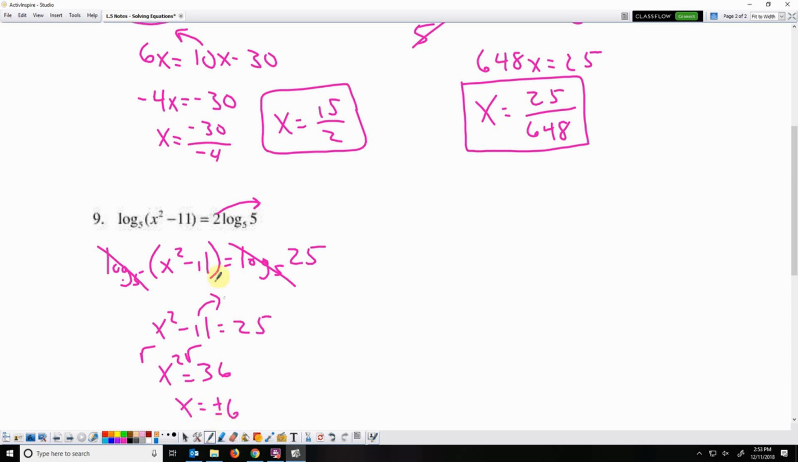It just occurred to me I have not checked solutions in these top two, so we'll go back and do that in just a moment. But first I've got x equals 6 and x equals negative 6 to deal with. So if I put in x equals 6, 6 squared minus 11 is 36 minus 11, and that's 25. Negative 6 squared is 36, minus 11 is 25. So both produced positive arguments. So I can keep both solutions.